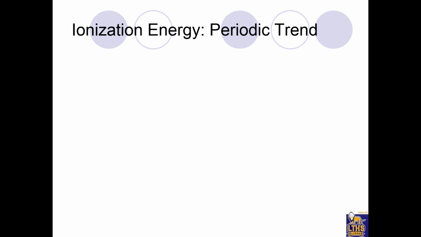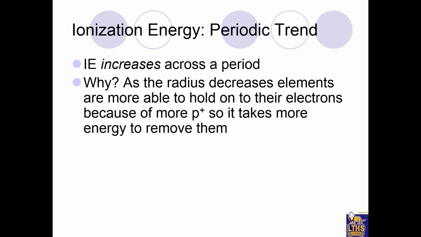What's the periodic trend? What happens going across? Well, ionization energy increases across a period. Let's talk about why. Atoms are getting smaller going across a period, right? So these atoms over here are more able to pull their electrons in closer to them. So it's going to take more energy to remove them. Ionization energy is going to be higher to remove electrons.